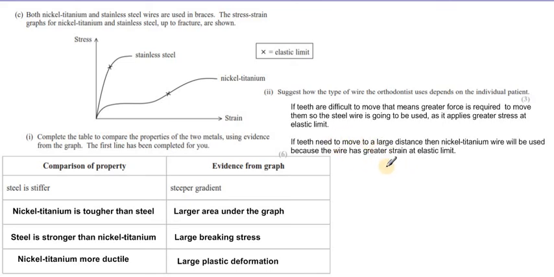Okay, that's it. Thank you very much. We have done all the questions from the Edexcel GCE January 2017 Physics Unit 1 paper. I hope you understood all the concepts.